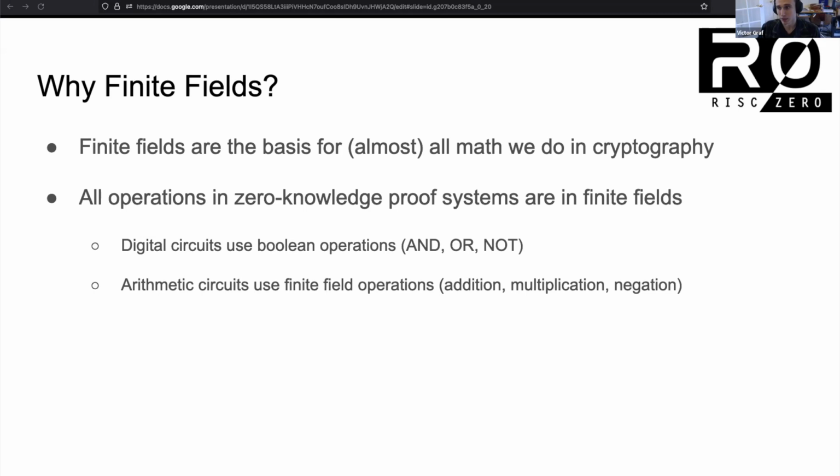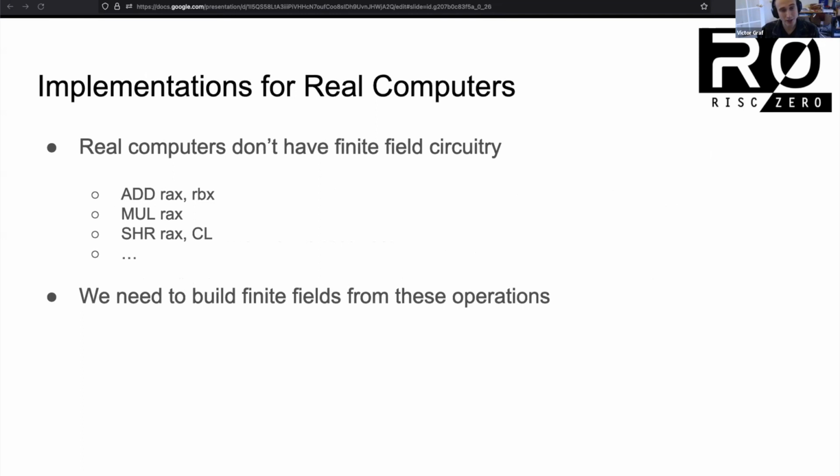One of the reasons why implementation is interesting and difficult is that real computers don't have finite field circuitry. Real computers often will have integer arithmetic. So you have add, multiply, shift, divide. Those are the operations that are supported by essentially all architectures, although not all, but the vast majority that you're going to encounter will have basic integer operations.